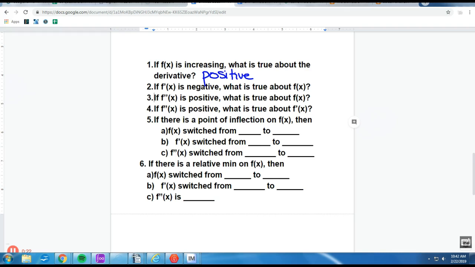If f prime is negative, so f prime is below the axis, what do we know about the original? Decreasing. If f double prime is positive, so the second derivative level, what does that tell us about the original? Concave up.